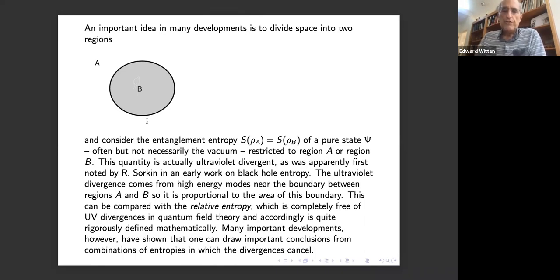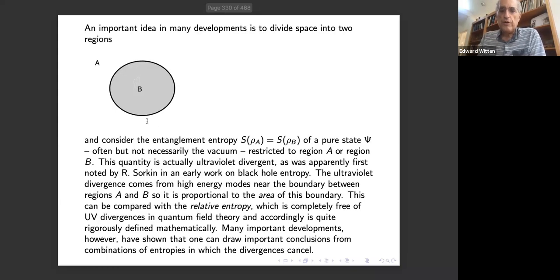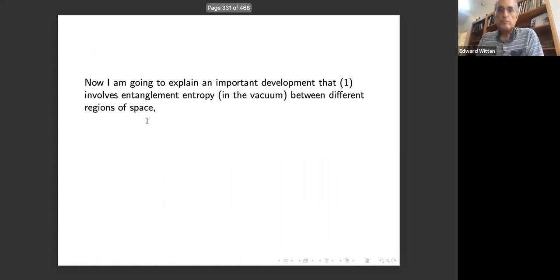Now, many important developments have shown that one can draw important conclusions from combinations of entropies in which the divergences cancel. But as of 2021, those arguments are not mathematically rigorous. But of course, you shouldn't be scandalized. Most of what we do in quantum field theory isn't mathematically rigorous.